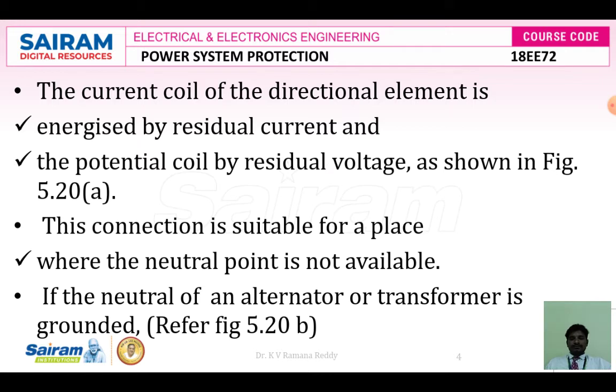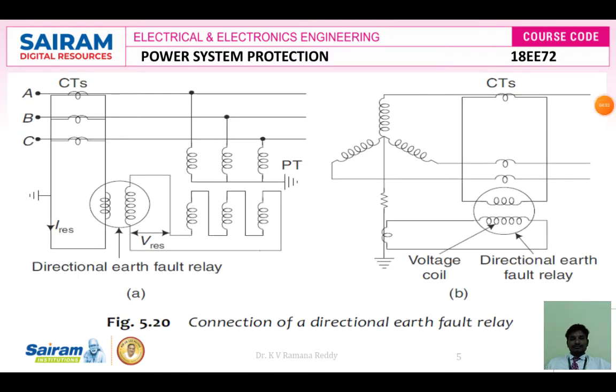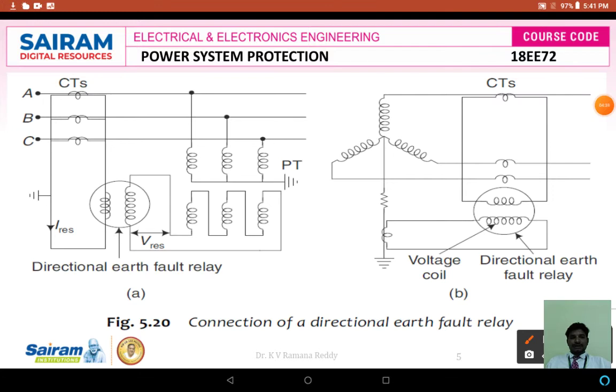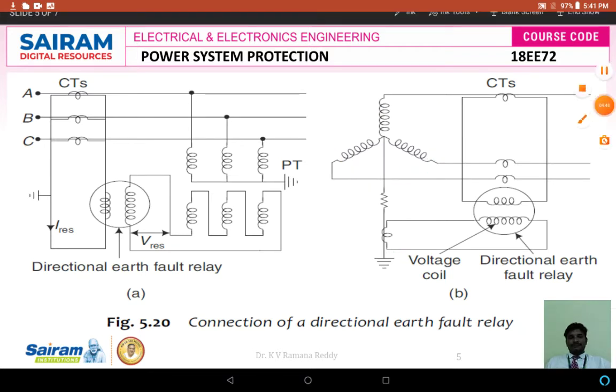If the neutral of an alternator or transformer is grounded, that is shown in figure B. In figure B, the star connected winding of an alternator or a transformer has its neutral point properly grounded through a ground impedance. Whenever a fault happens, by that time there is no zero sequence current in the neutral wire.